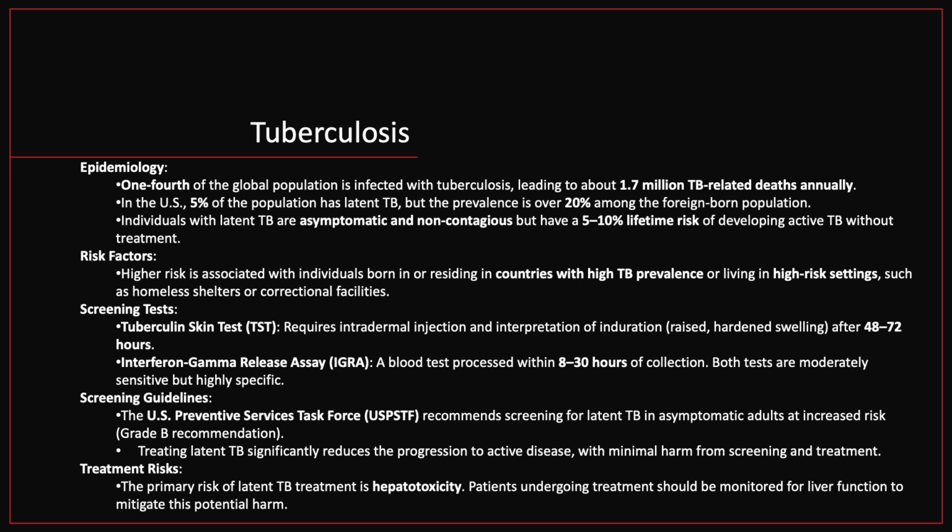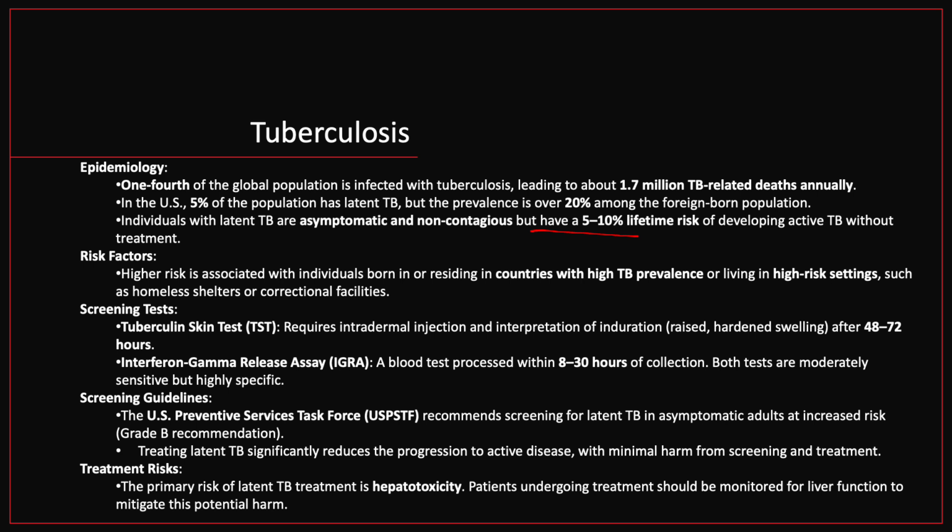We look at TB. A quarter of the global population is infected with TB, leading to about 1.7 million TB-related deaths annually, and there's a huge outbreak right now in Kansas. In the U.S., 5% of the population has latent TB, but the prevalence is over 20% among the foreign-born population. Individuals with latent TB are asymptomatic and non-contagious, but they have a 5 to 10% lifetime risk of developing active TB without treatment.